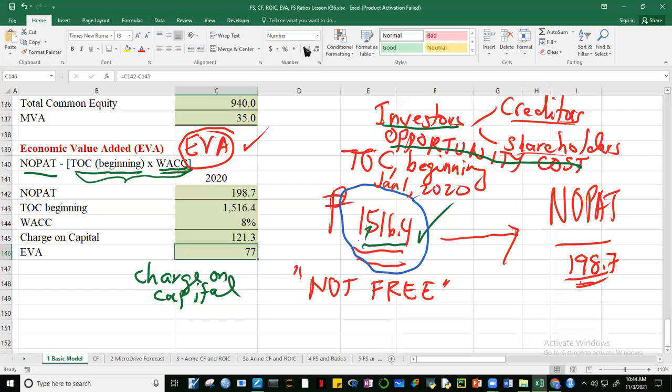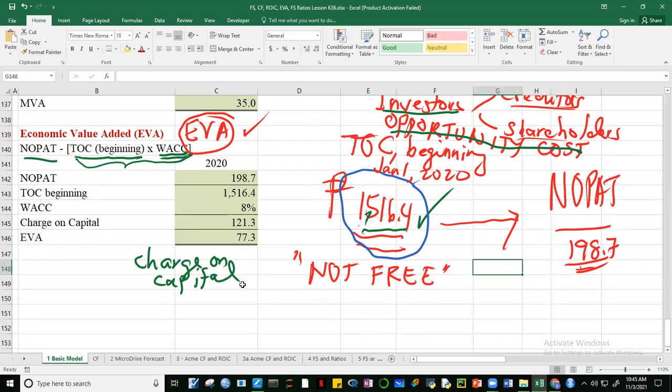Okay, there. Okay, it's almost time, guys. So was value created, guys? Was value created for the shareholders? Yes. Value was created because EVA was positive. Okay, so if EVA is positive, then value was created.